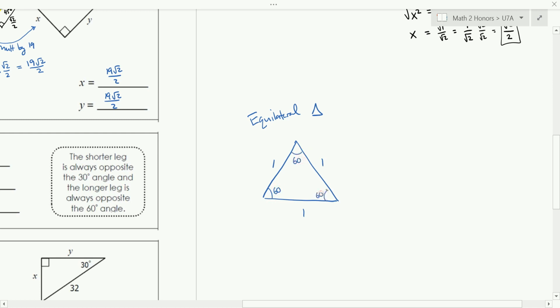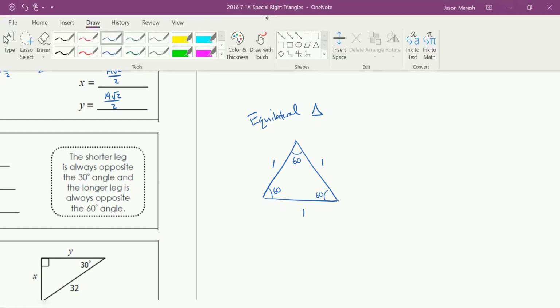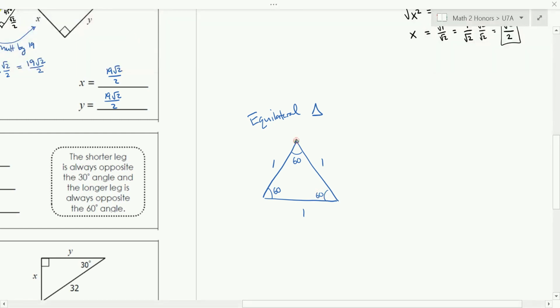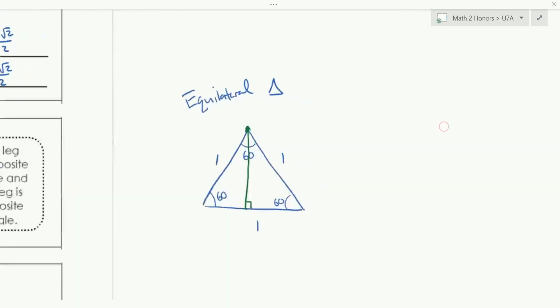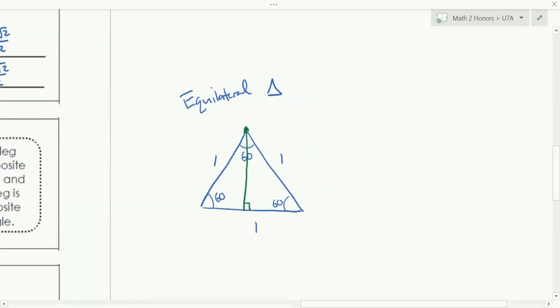And then I'm going to draw an altitude. So an altitude goes from a vertex, and it's perpendicular to the base of that triangle. Does that altitude bisect the angle at the vertex or not? Does it have to? Well, I would say it does in this case. Anybody come up with an argument of why it has to split it into 30 degrees and 30 degrees?